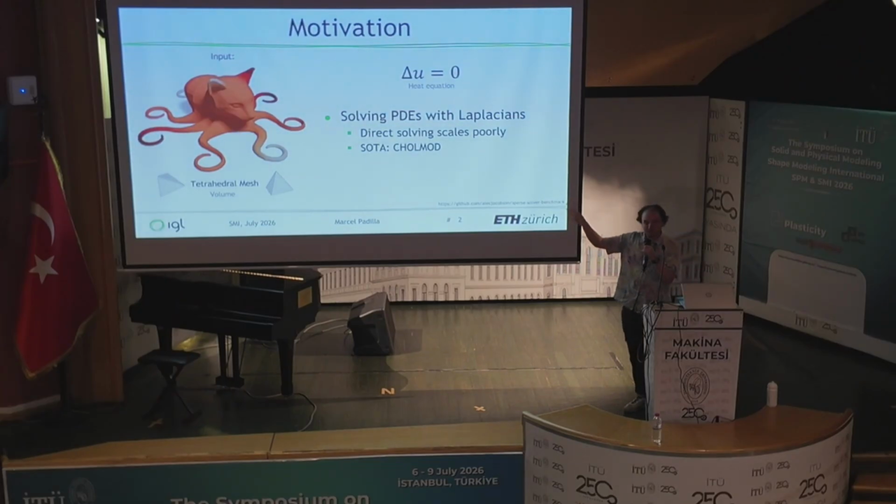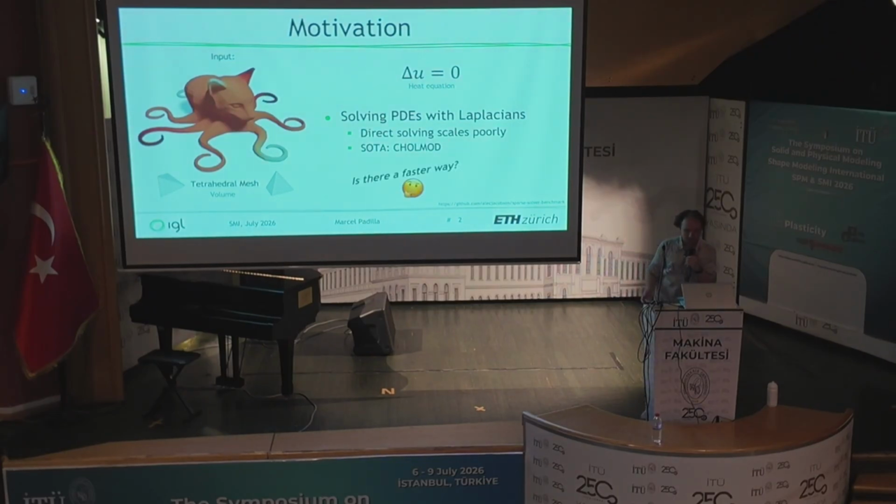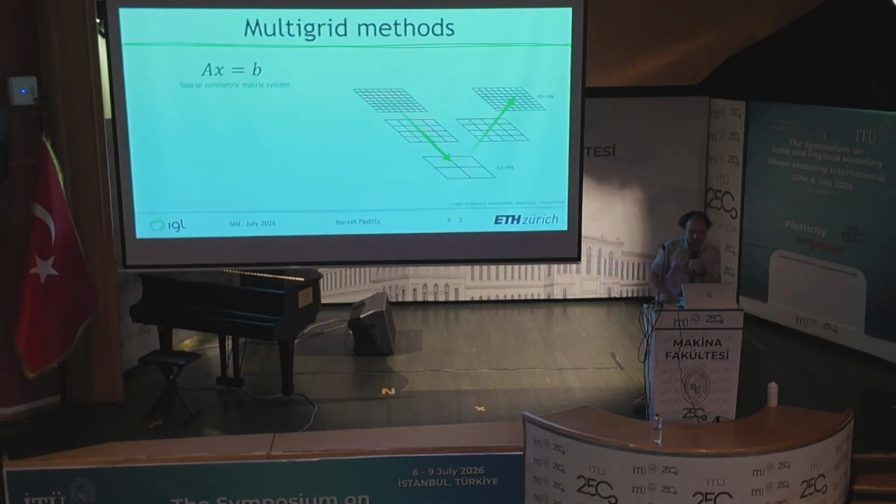And the state of the art that a lot of people use is called Holmot, for example, a sparse optimized solver. But even that will struggle when the resolution goes into the millions. And the first question we have is, is there a way to do this faster? And there has been for a while.